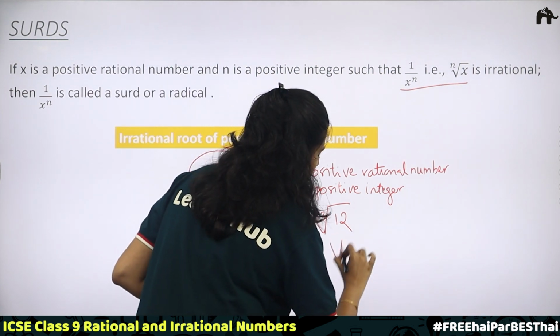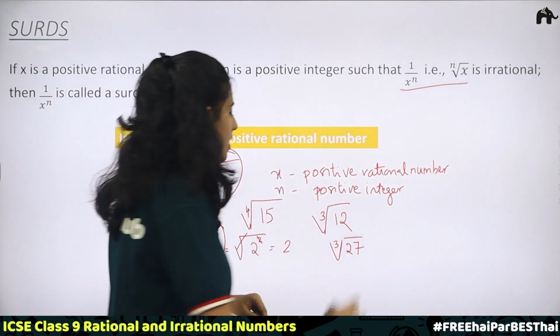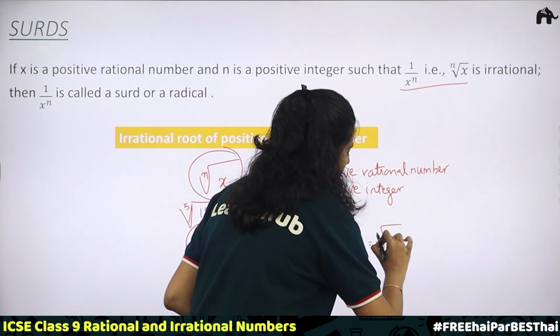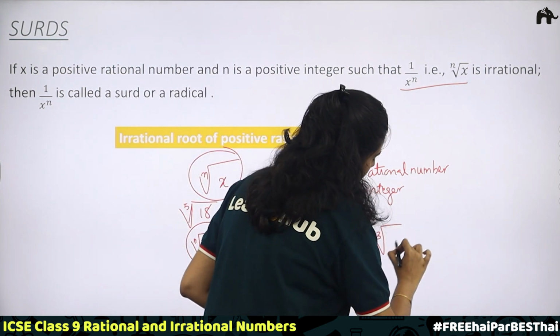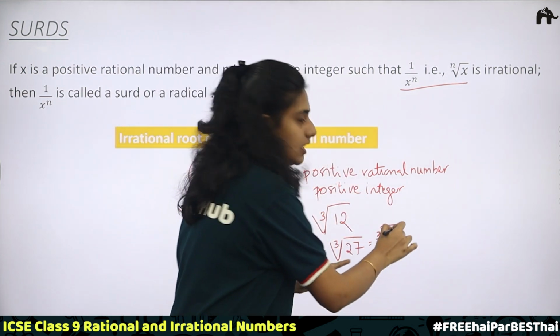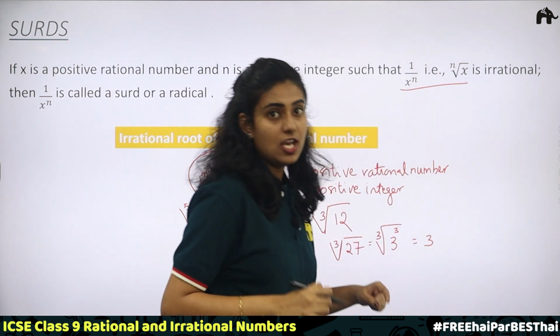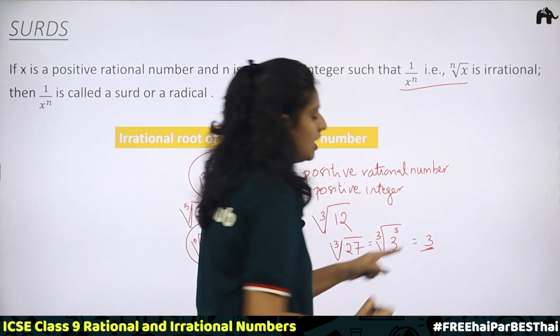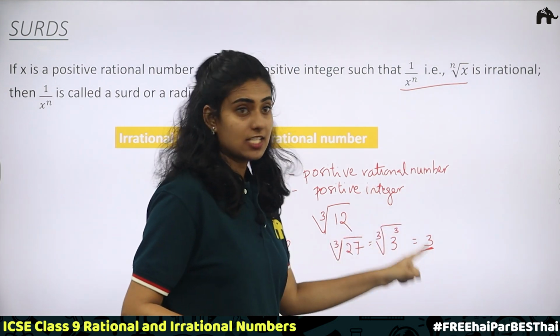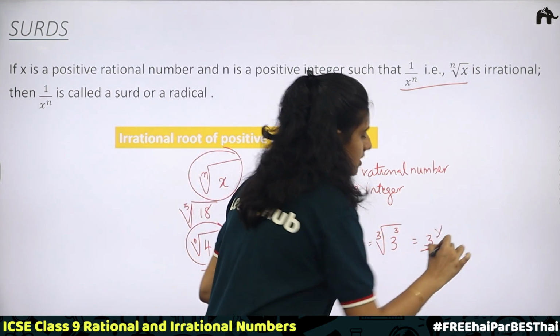If you take the cube root of 27, what is the cube root of 27? The cube root of 27 can be written as the cube root of 3 cube, since 27 is 3 into 3 into 3. The cube root and cube can be removed and it becomes equal to 3. So here again we are getting a rational number. We need to get an irrational number. The answer should be an irrational number, only then it can be called a surd. So this is also not a surd.